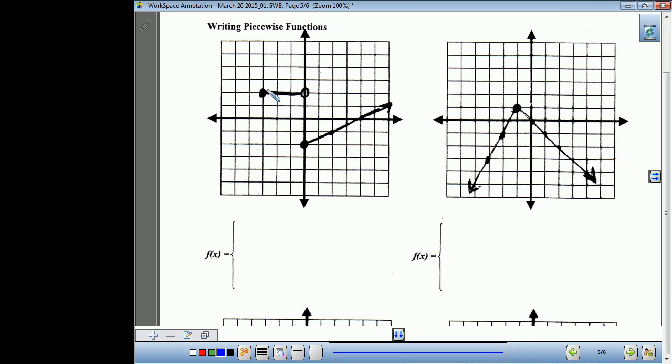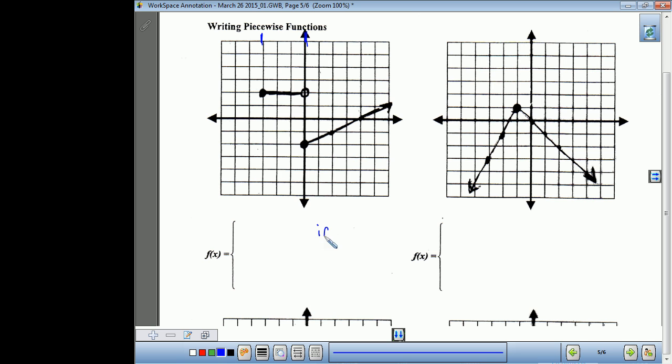Okay, so we see we have this piecewise function that consists of two pieces: a line segment and a ray. So this one exists from here to here. When I'm writing them, I like to work from left to right, so I'll deal with this piece of the function first.